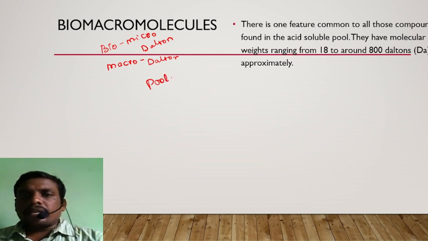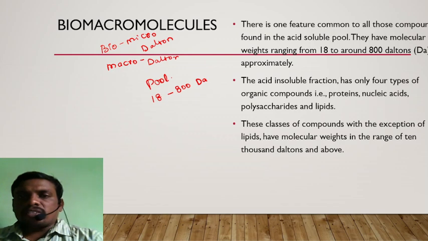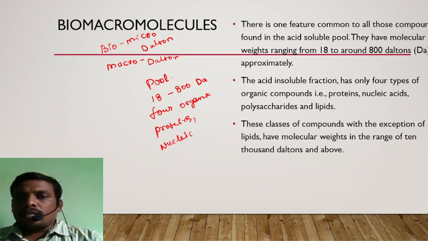They have molecular weight ranging from approximately 18 to 800 daltons. So the acid insoluble fraction has 4 types of organic compounds. What are those? First one is protein, which is a biomacromolecule, nucleic acids like DNA and RNA, polysaccharides like starch, etc. and lipids. About lipids we have already learned.